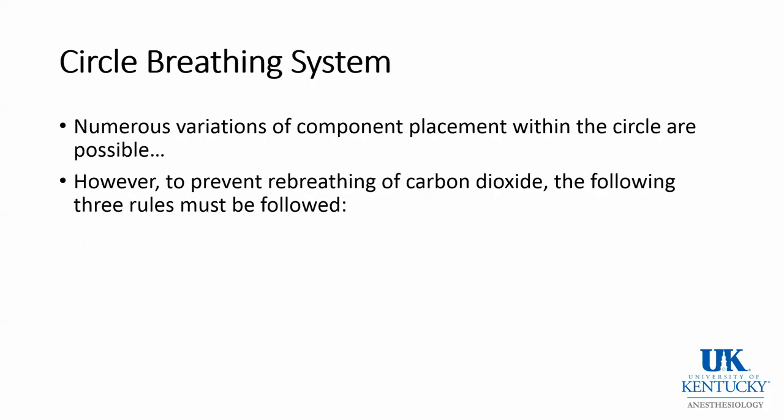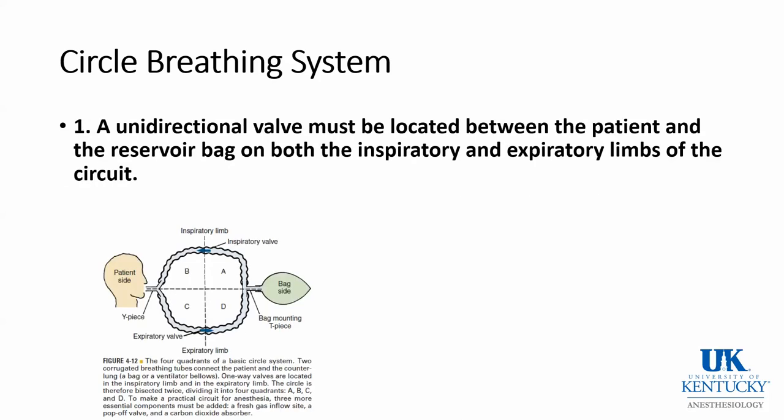There are numerous variations of component placement within the circle. However, to prevent rebreathing of carbon dioxide, the following 3 rules must be followed. Number 1, a unidirectional valve must be located between the patient and the reservoir bag on both the inspiratory and expiratory limb of the circuit.